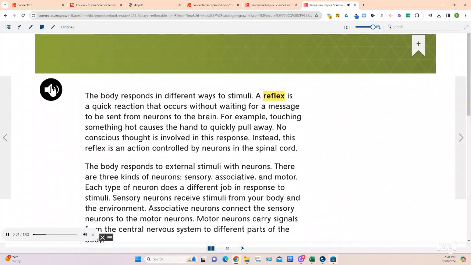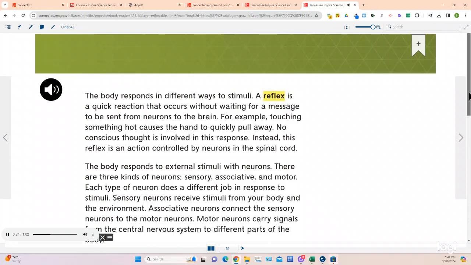The body responds in different ways to stimuli. A reflex is a quick reaction that occurs without waiting for a message to be sent from neurons to the brain. For example, touching something hot causes the hand to quickly pull away. No conscious thought is involved in this response. Instead, this reflex is an action controlled by neurons in the spinal cord.